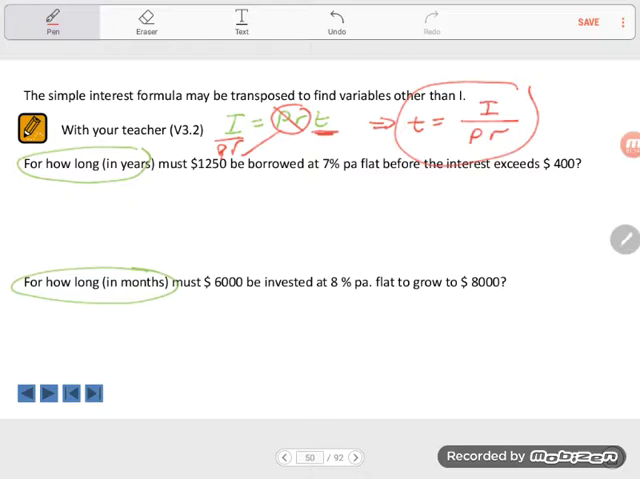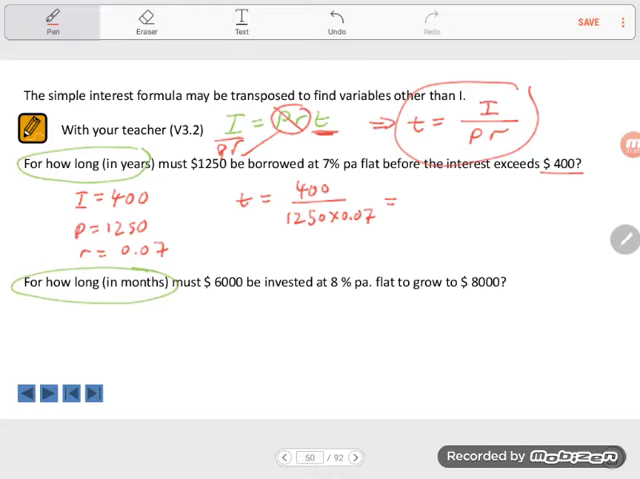Okay, so let's write down all the stuff we know. The amount of interest, we know that it needs to exceed 400, so we'll just say it's 400. The principal is the amount that was borrowed, 1,250, and our rate is 0.07. Okay, so we'll put this into our formula. 400 over 1,250 times 0.07.